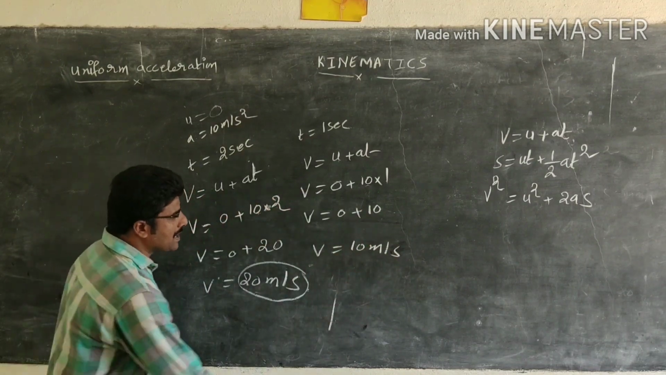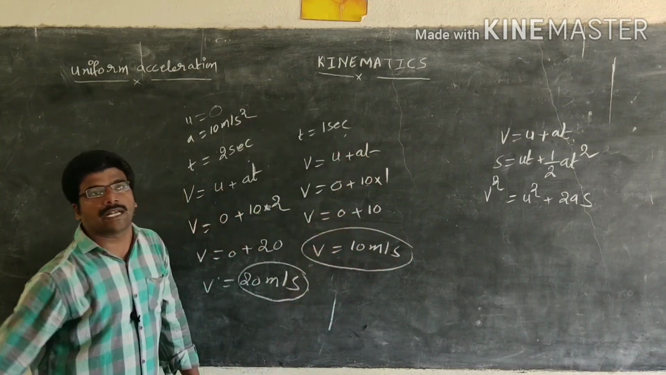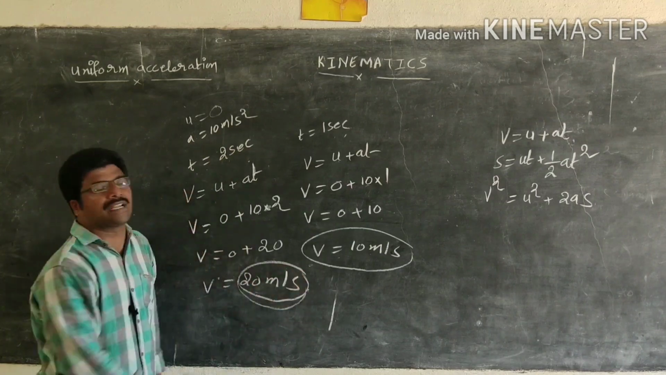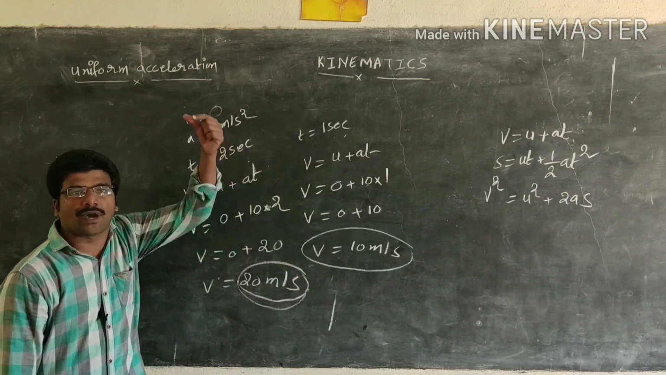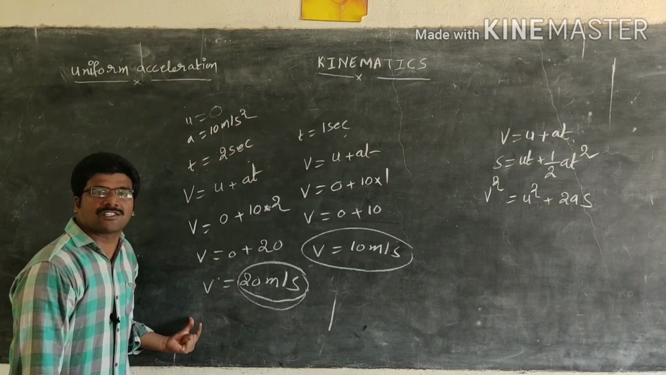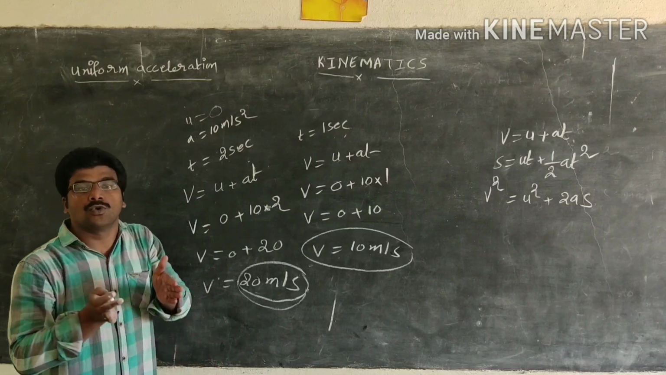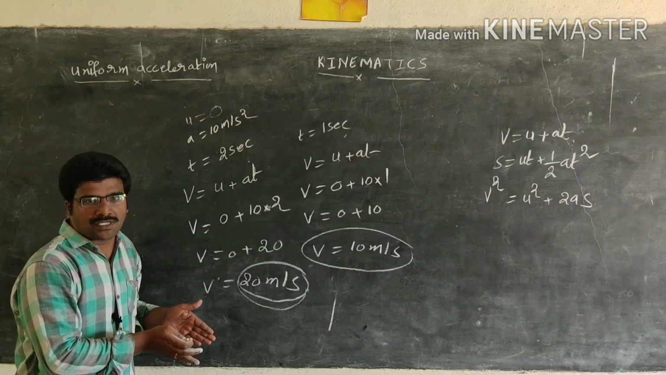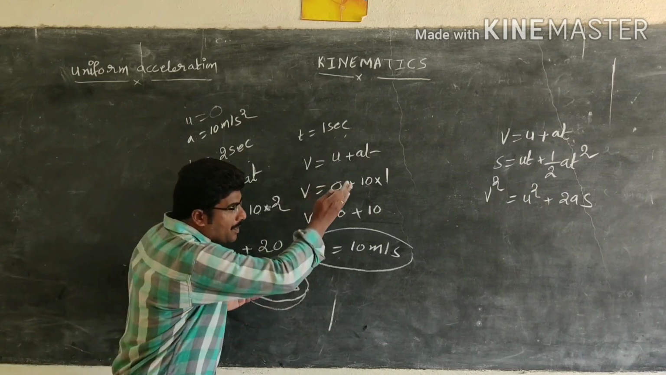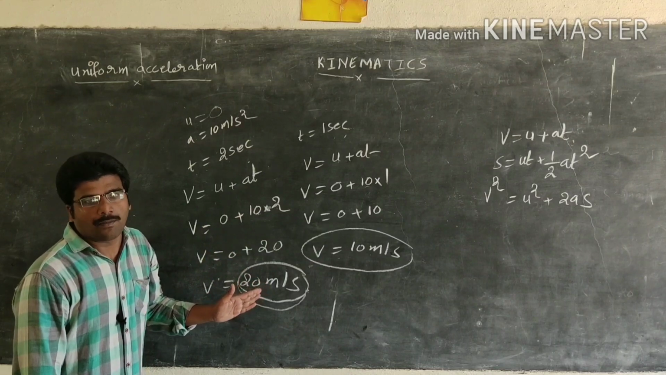Here, if you remember this, at time t equals 1 second, the velocity is 10 meter per second. At time t equals 2 seconds, the velocity is 20 meter per second. That means for a freely falling body, as the time increases, the velocity also increases. We already said that the reason is the gravity force. So in this way, if you know the kinematic equations, we can easily solve the problems.